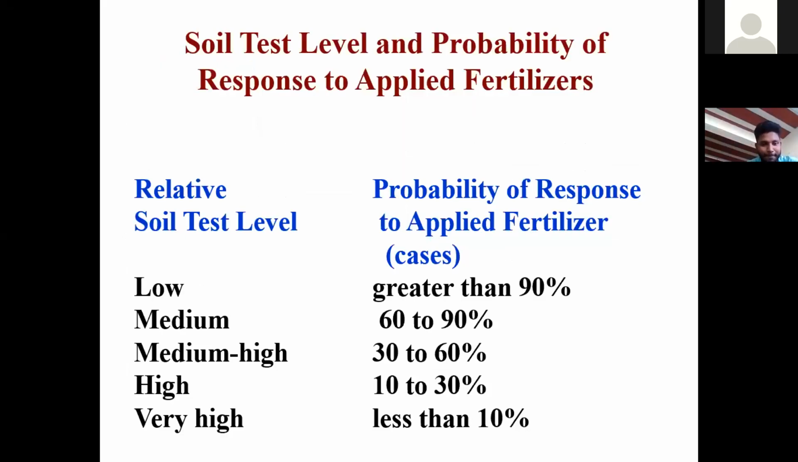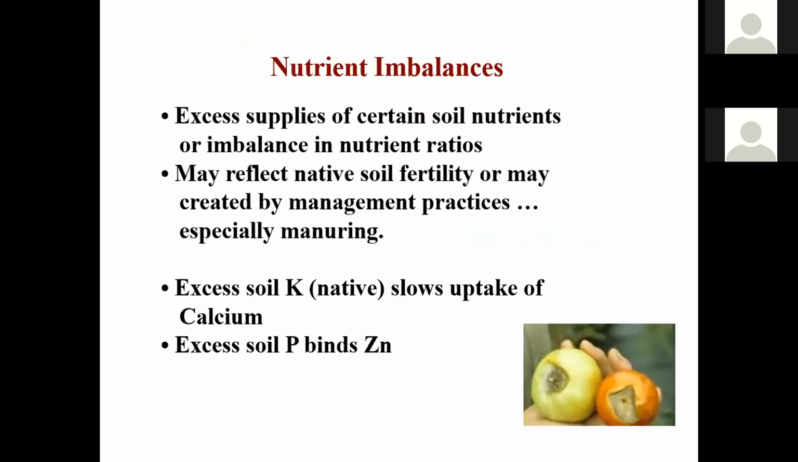This picture shows that if you have a low category of any nutrient, then there is a probability or chance to get a 90% response in economic terms. But whenever you have very high, then your chance is less. The meaning is, if any parameter in your soil, suppose phosphorus or potassium, is very high, then we should not apply that nutrient, so that we can cut down our input cost, which ultimately converts into your profit.